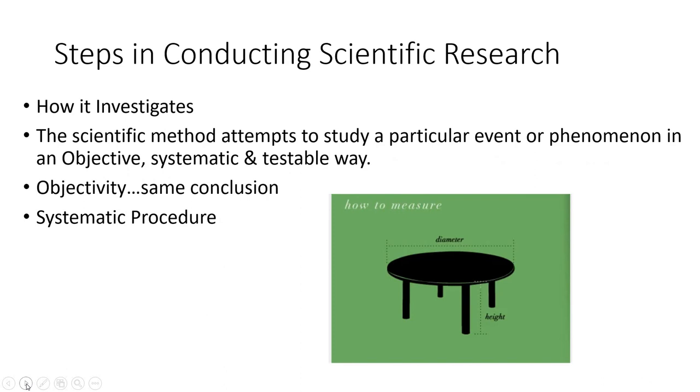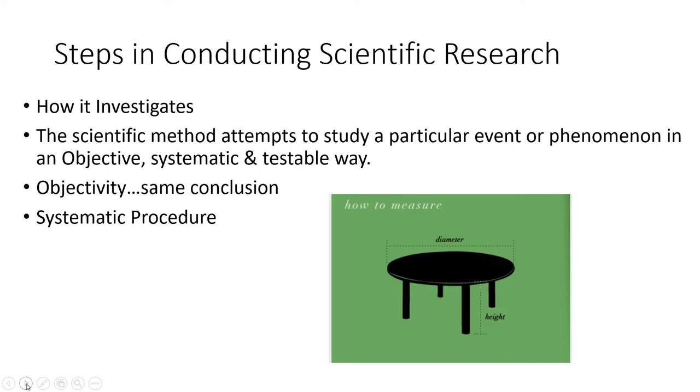Let us begin. Now we understand that science is defined not so much by what it investigates as by how it investigates. The scientific method attempts to study a particular event or phenomenon in an objective, systematic, and testable manner. Objectivity refers to the fact that if two or more persons independently study a particular event, to a great extent they should arrive at the same conclusion. For instance, if you and your friend measure the length of a table using the same measuring device, it is likely that both of you would arrive at the same conclusion about its length.